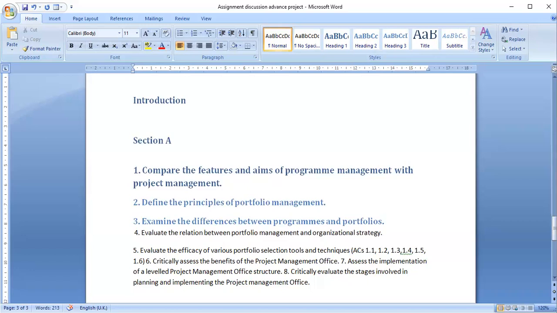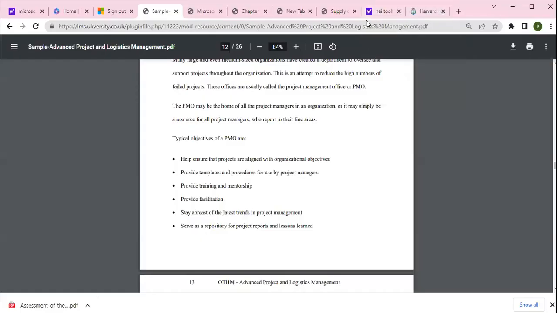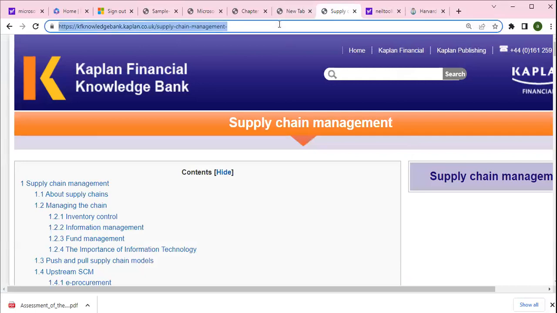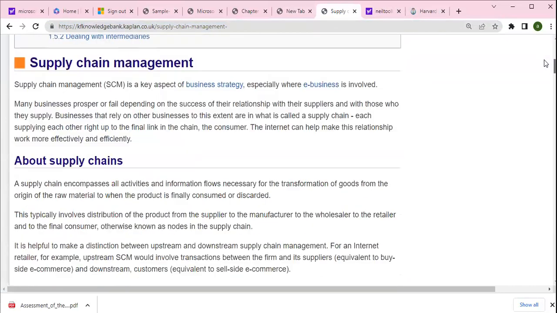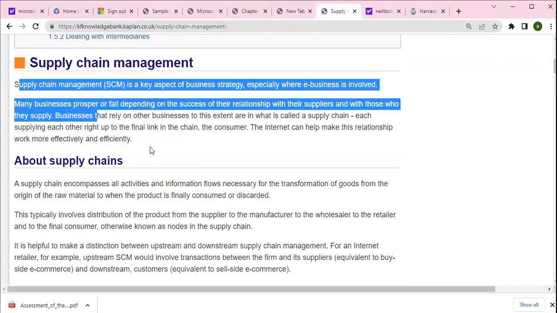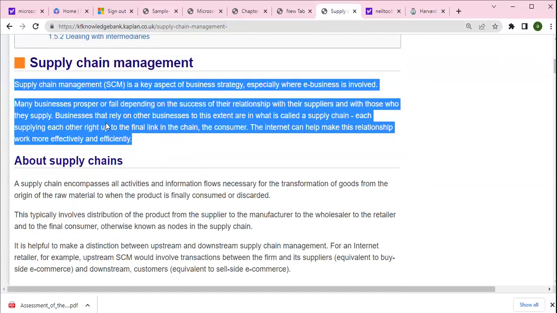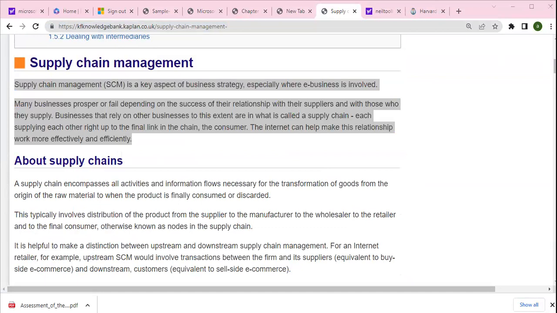So if I take you back, let's say we look at supply chain according to Kaplan. Let's say you're discussing supply chain management here. What you can do is copy and paste it, and then re-paraphrase and rewrite it in your own words, please. Let's say we are writing something about supply chain. That's your B part. So you're writing here, and what you can do.